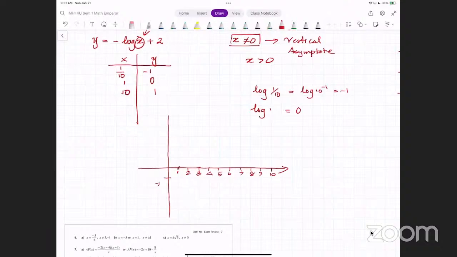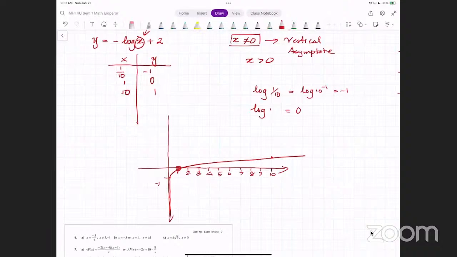1 is going to be 0. So that's going to be the next point. And then 10 is going to be 1. So 10 is going to be 1 here. So my log function is supposed to go like this, isn't it? And then you can see there's a vertical asymptote at x equal to 0.